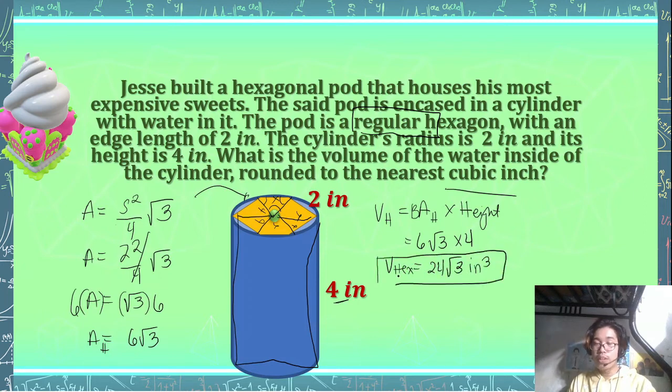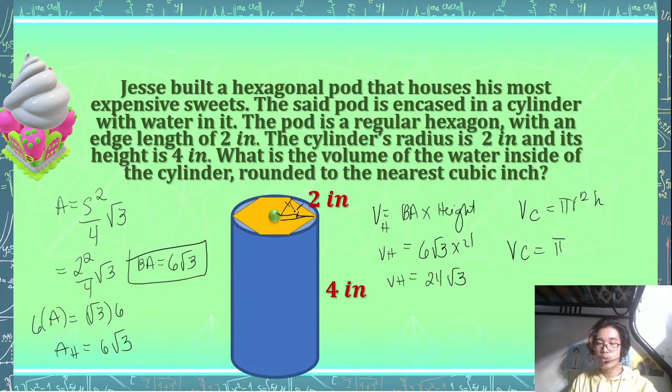So that's for the hexagonal pod. We still haven't solved for the volume of the cylinder. That's going to be very easy. The formula for finding the volume of a cylinder is just the base, which is pi r squared, multiplied by the height. The radius must also be 2, so that we have 2 squared times the height, which is just equal to 4. And therefore the volume of the cylinder is just going to be 16 pi cubic inches.